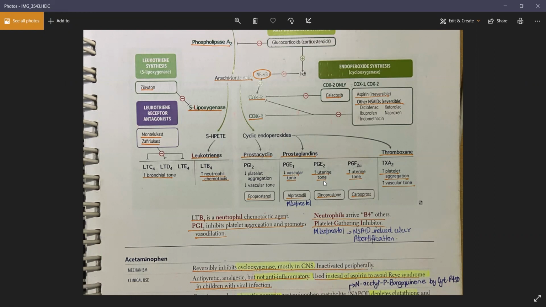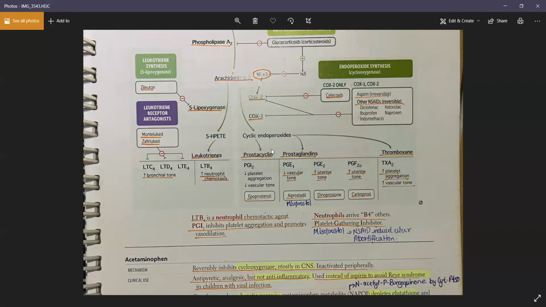E2 will increase this uterine tone, and F2 alpha is also increasing the uterine tone, which means these two agents can be used to increase the labor, okay, and they can be used as the abortifacient drug. They can cause the abortion, and that's why you need to avoid all those agents which can increase the prostaglandin E2 and prostaglandin F2 alpha concentration, like the drug dinoprostone and carboprost. Okay, very important to note.